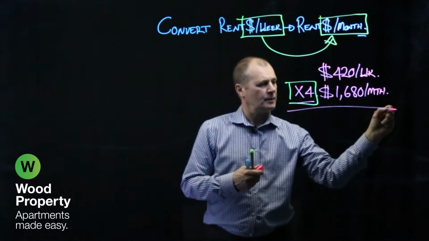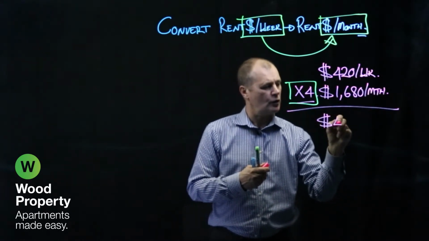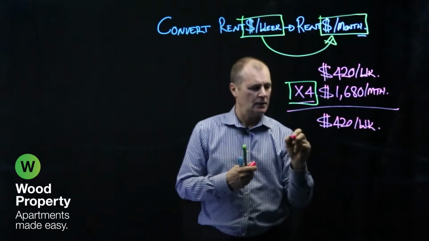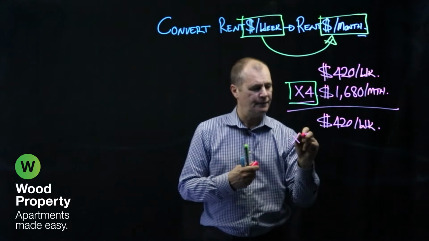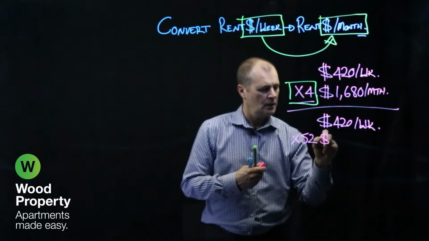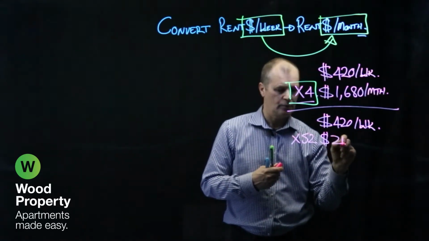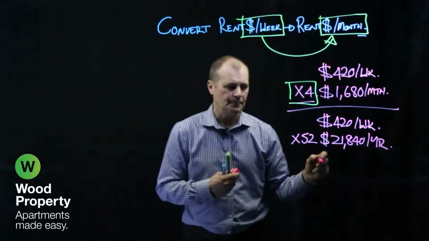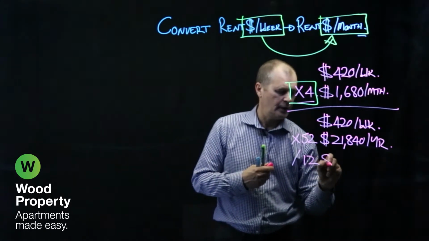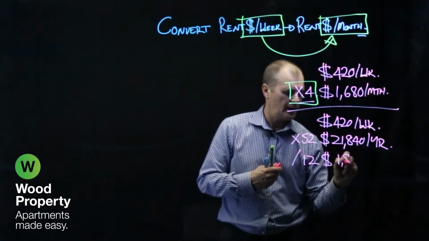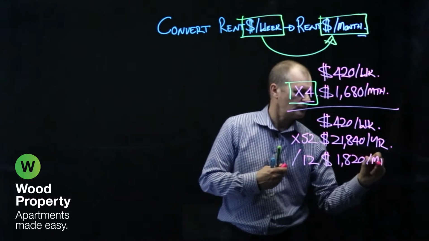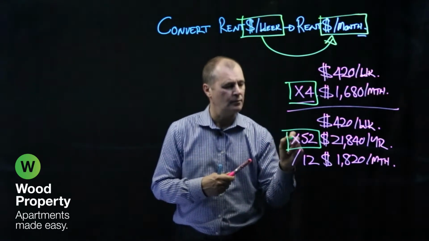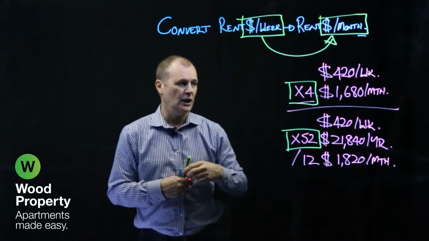The other way that may be done, which is a little bit closer but still not quite correct, is again using $420 per week, multiply that by 52 weeks of the year to get an annual rent, which in this example would equal $21,840 per year. And then that amount is divided by 12, being 12 months in the year, which equals $1,820 per month. Getting a little closer, but again, you probably spot the problem. There's not exactly 52 weeks in the year.